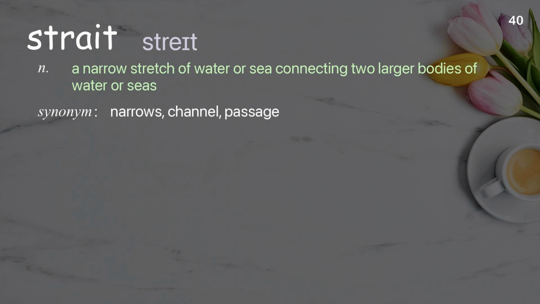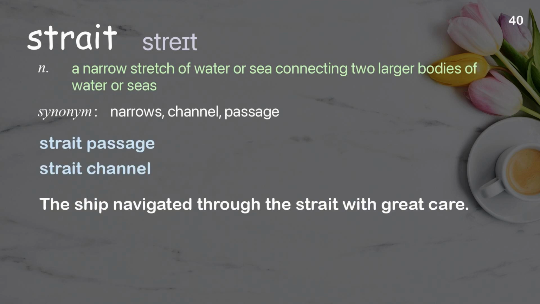Strait. A narrow stretch of water or sea connecting two larger bodies of water or seas. Examples: strait passage. Strait channel. The ship navigated through the strait with great care.